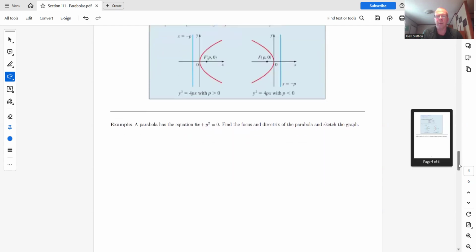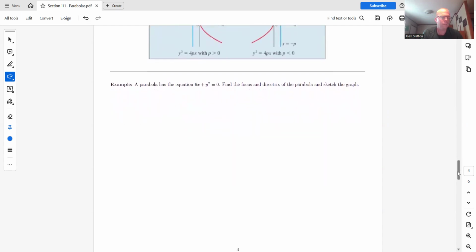So let's look at an example here. We have 6x plus y squared equals 0. Find the focus, directrix, and sketch the graph. So first we need to put this in the form that we like, which is get the y squared by itself. So y squared equals negative 6x. This tells us that we're going to be opening to the left like this, because that's negative. Negative 6 is going to equal 4p, which tells us that p is negative 3 halves.